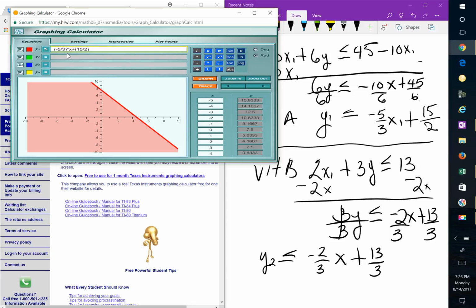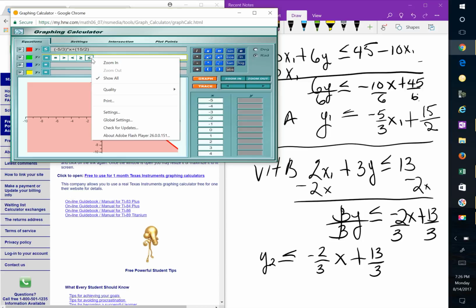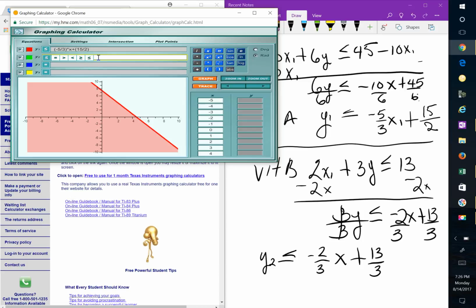So put the little asterisks in between the x and the fraction. Same thing for this one. This is a less than or equal to. Alright. And you're going to do the same thing. You're going to put in your fraction. So we're going to put in negative 2/3. Alright, so negative 2/3. We'll do the asterisk x plus parentheses 13 over 3. And we will graph that as well.